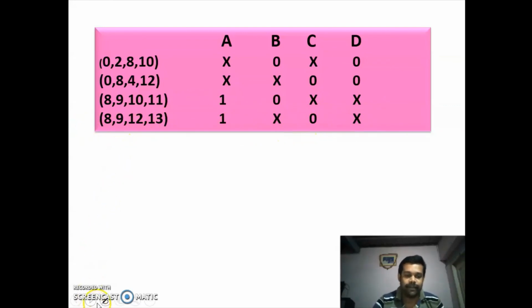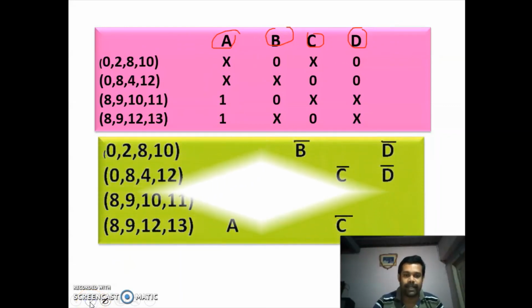Next, we have put these variables a, b, c, d over that. If x is there, no need to consider that particular variable. If 0 is there, you have to complement that variable. If 1 is there, you have to uncomplement that variable. Now we are going to write the expression.